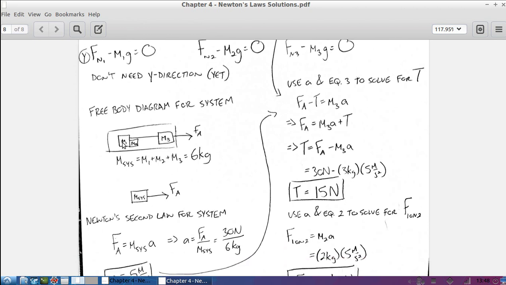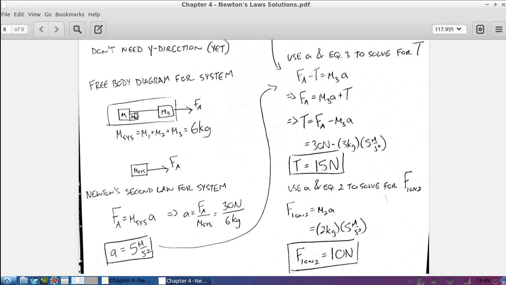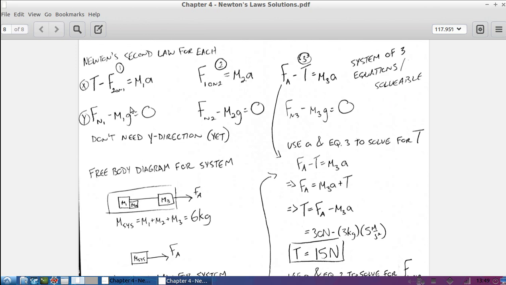What's the only force causing this 3-block system to move? F applied, which we know. That's great, because I can write one Newton's second law problem in the X direction, because I don't care about the Y direction. It's not accelerating in the Y direction. Newton's second law in the X direction is F applied equals the mass of the system, which is the mass of all 3 blocks, times the acceleration. I know the applied force, I know the system's mass, divide both sides by the system's mass, and I've got the acceleration of all 3 blocks, 5 meters per second squared. Much easier than trying to solve a system of 3 equations up here.